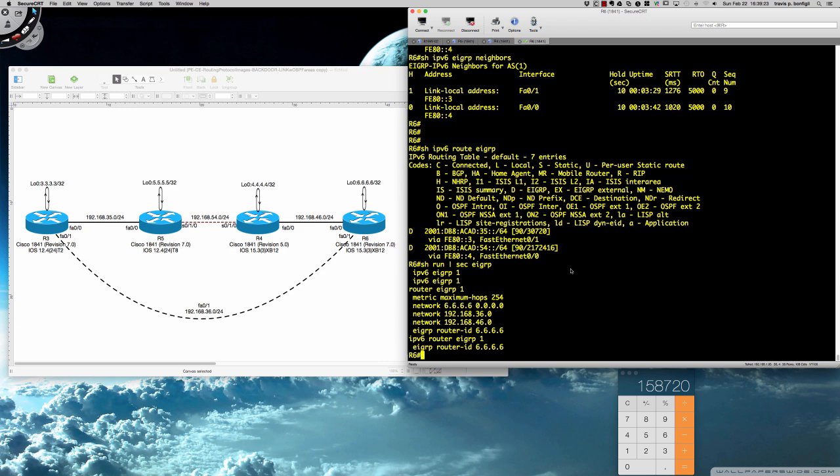The second thing I would check is the autonomous system number to make sure that those match. Because just like IPv4, with EIGRP for IPv6, the autonomous system numbers must match, or you are not going to see your adjacency established.